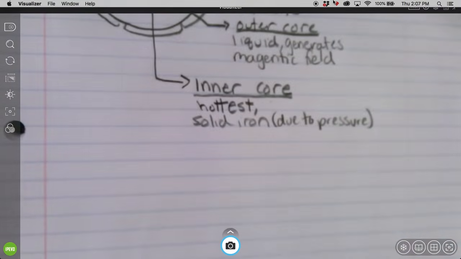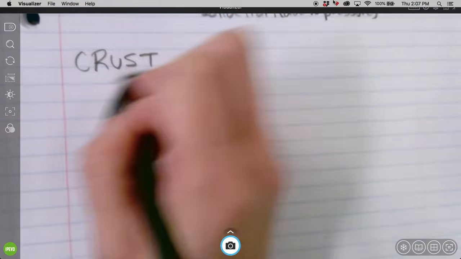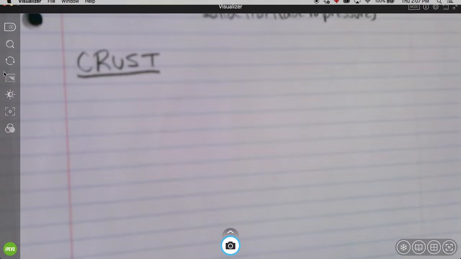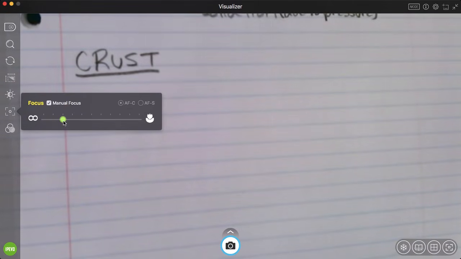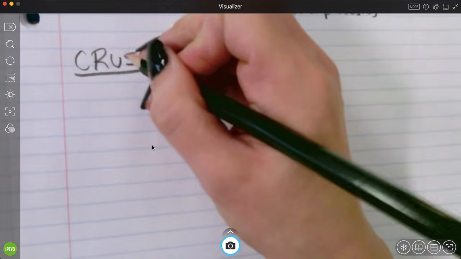I'm going to scoot down here, and we're going to go back to the crust, that very, very thin part that we live on. All right? There are multiple kinds of crust, just like there is with pizza. There's multiple kinds of crust for the Earth. I'm going to change that to manual, because I see that it's autofocusing, and that's annoying. There we go, perfect. So there's multiple kinds of crust.